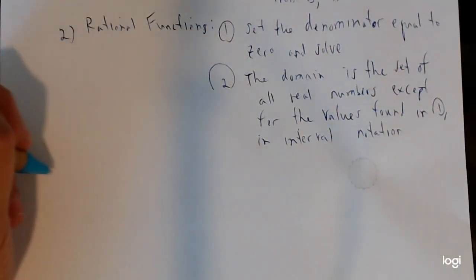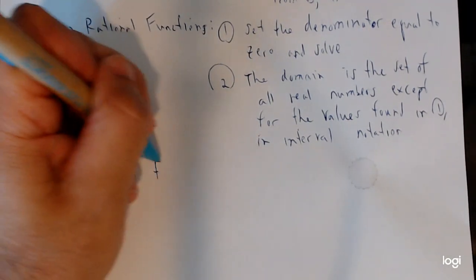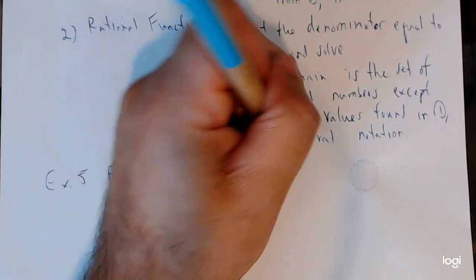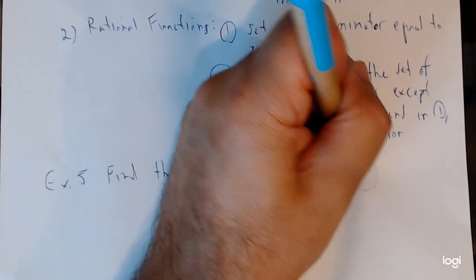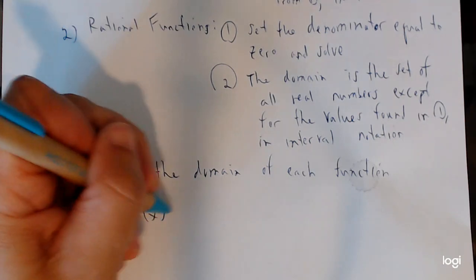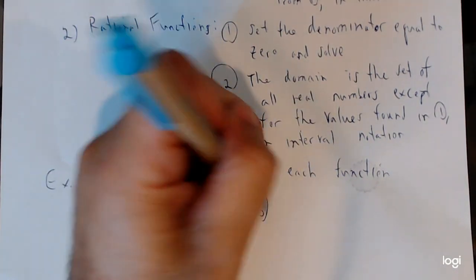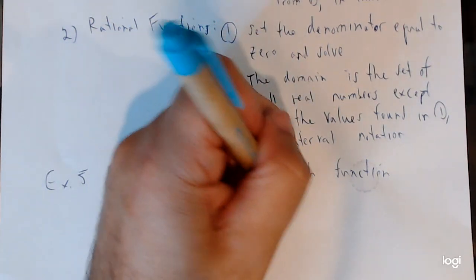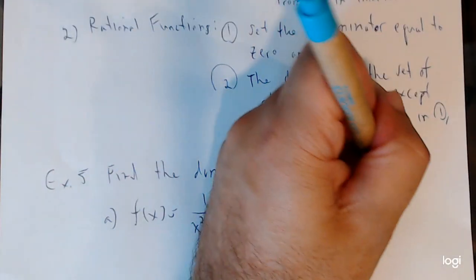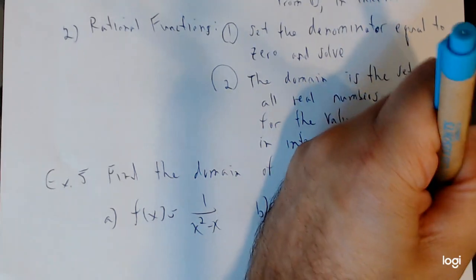So for example 5, we're going to say find the domain of each function. Okay, so for a, f of x is 1 over x squared minus x. B is g of x is the square root of 9 minus x squared. And c, h of t is t over the square root of t plus 1.